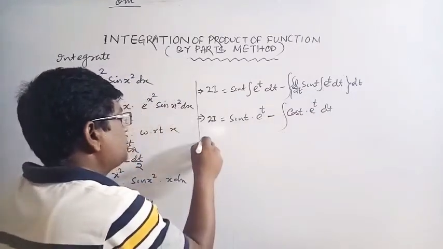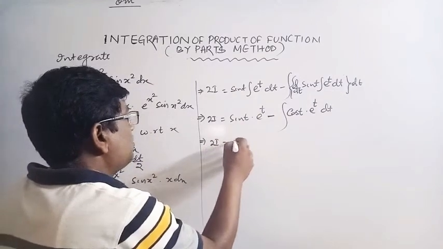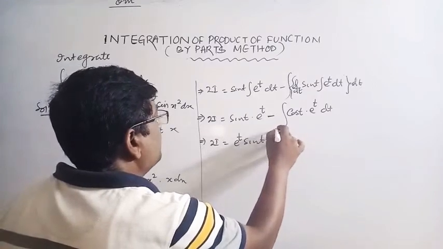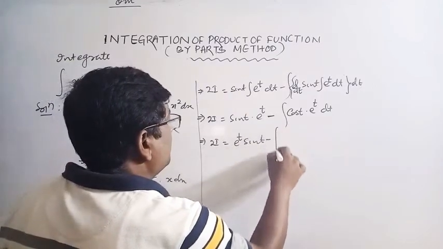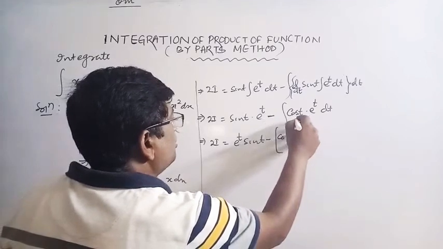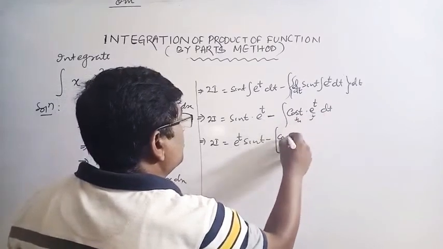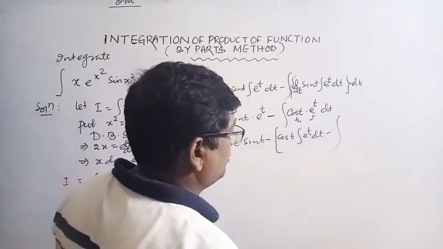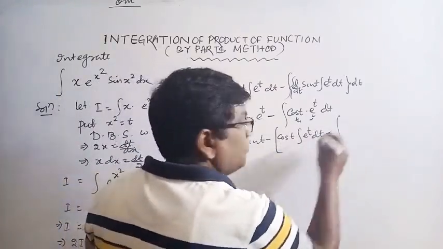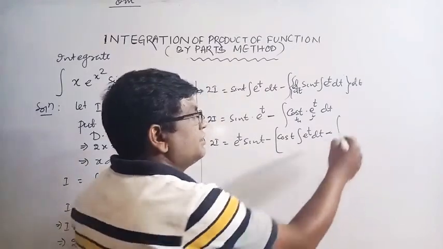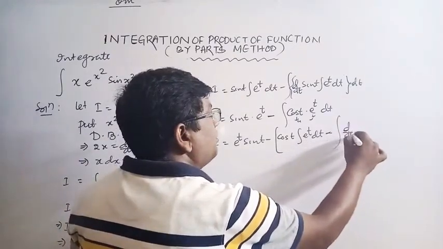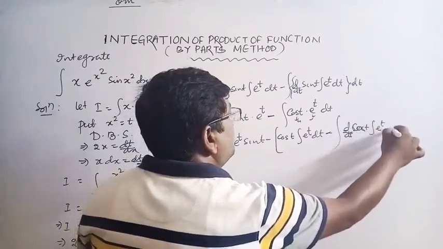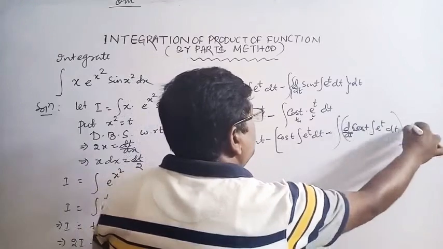Again put by parts. So 2I is equal to e to the t sin t, and this is by parts. According to by parts, in the bracket cos t is u and this is v. So cos t integration e to the t dt minus whole integration of d by dt of cos t, integration of e to the t dt, whole dt. Clear?